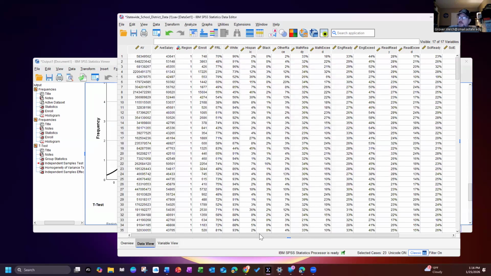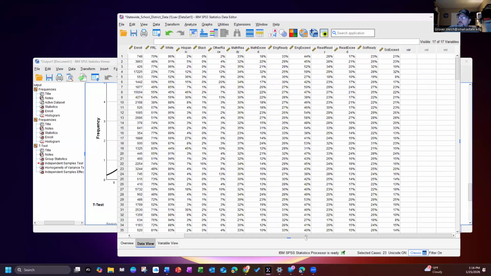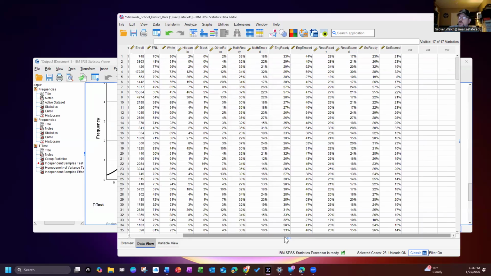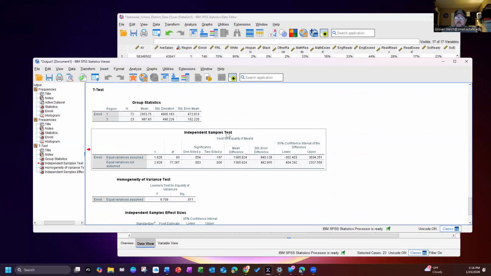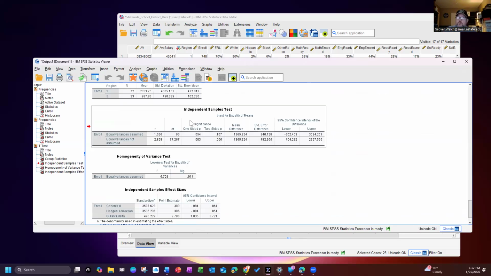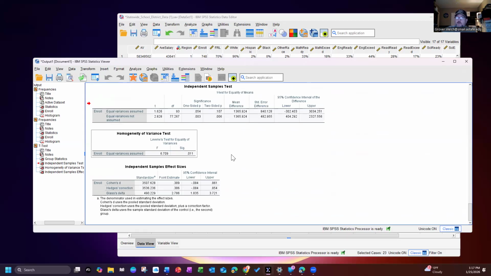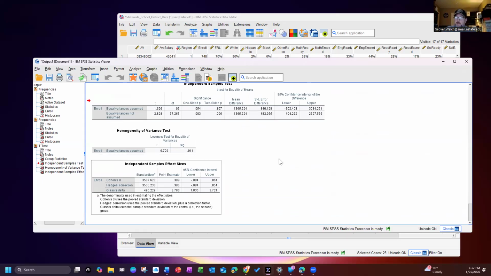So then I went back over to the end and removed my filter. Then I went back to my data, did my check, and ran my t-test statistics and my independent samples test on my two groups. Right here is what my group statistics were. This is my independent samples test statistics, my homogeneity of variance, which I will be reporting in a moment, and then my independent samples effect sizes, which represents my Cohen's d.